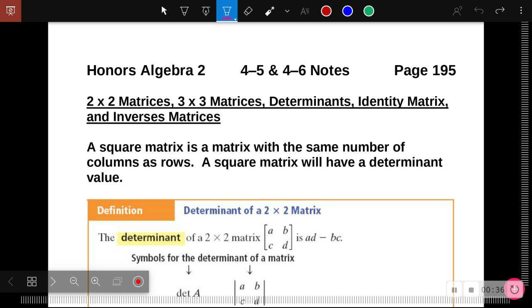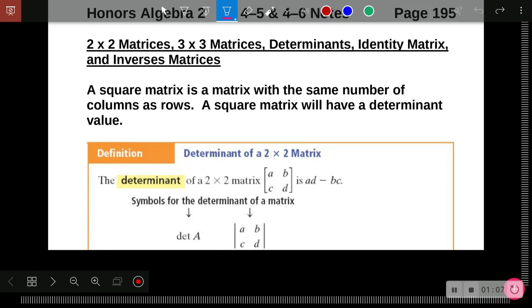Okay, we will be spending a little bit of time learning how to find a very specific number that goes along with a matrix, if it exists. This number we'll call the determinant, and we'll learn how to find it on both a 2x2 and a 3x3. And then we're going to learn about a special matrix called the identity matrix and what happens when you multiply by the identity matrix. And then we're going to learn about inverse matrices and find out what they are.